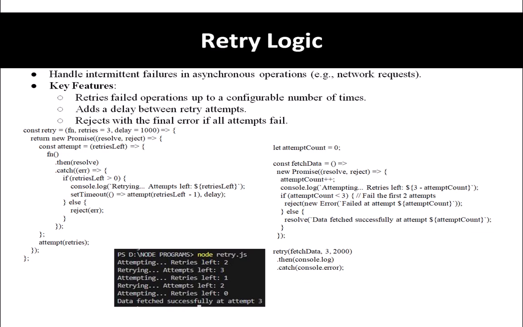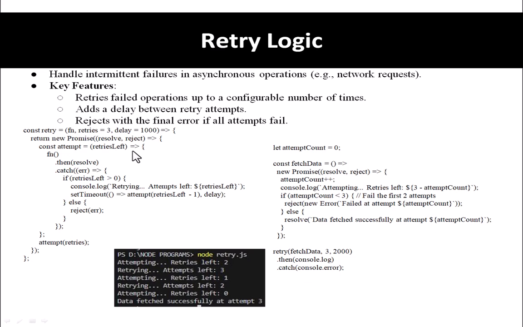The next one is retry logic. Retry logic is going to handle multiple failures. It keeps attempting in order to re-establish the connection. It retries a failed operation up to a configured number of times, adds a delay between the retry attempts, and rejects with the final error if all attempts fail. Here the retry function retries 3 times and the delay time is 1 second. We use new Promise with two parameters, resolve and reject.